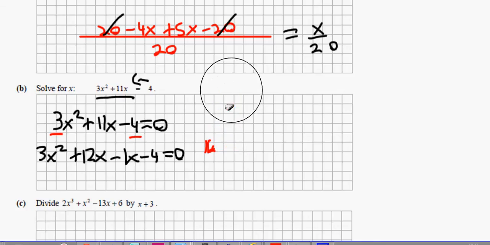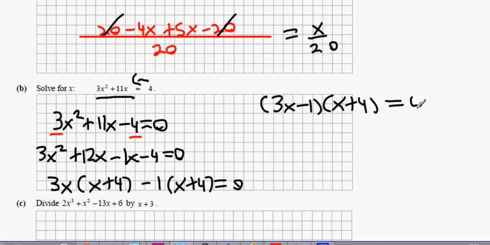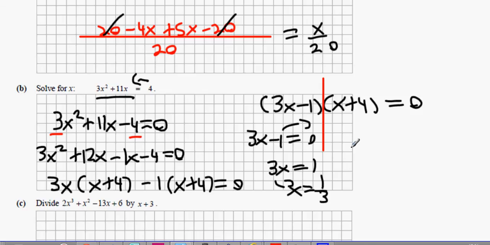Then we factorize, and we get 3x bracket x plus 4. The second bracket has to be the same: minus 1 into x plus 4 equals 0. This gives me 3x minus 1 multiplied by x plus 4 equals 0. Split it in half, and either the first bracket equals 0 or the second equals 0. So 3x minus 1 equals 0, 3x equals 1, divide by 3, x equals a third. The next one is x plus 4 equals 0, bring over the 4, and x equals minus 4. So the two answers are minus 4 and a third.